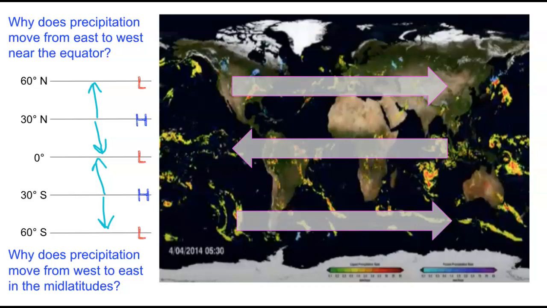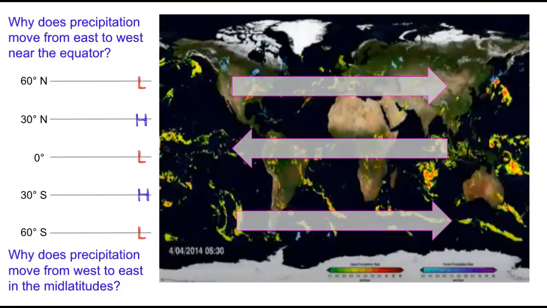Problem is, these don't answer our question. We want to understand why the storms are moving from east to west near the equator and from west to east in the mid-latitudes. And we clearly have not answered that question yet. And that's why we've learned about the Coriolis effect. So that's the issue here.